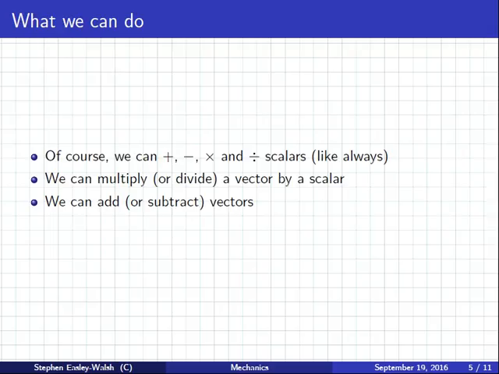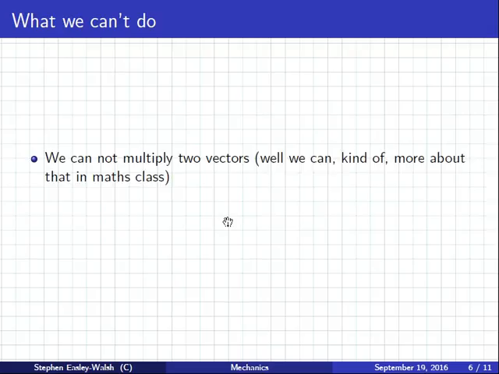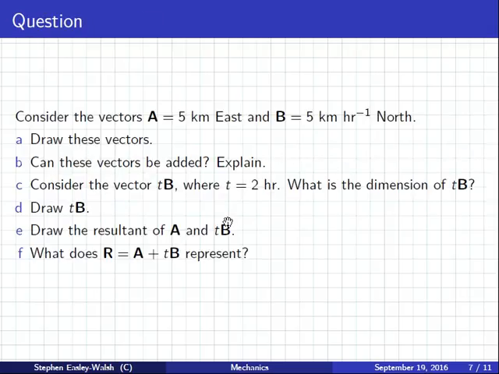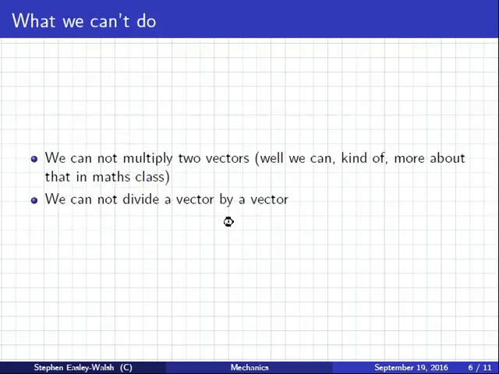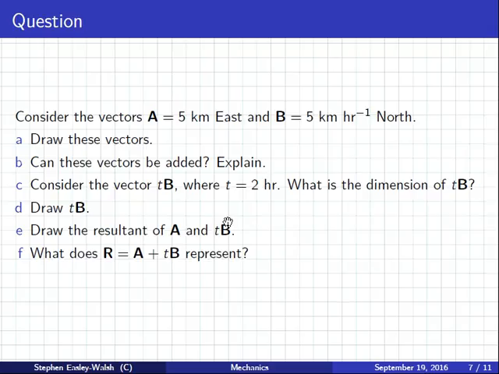Okay. I think we might have a look at some examples now. So we cannot multiply vectors or divide vectors. Right, so this one here, well, I think what we'll do is I'll just have you write the question down, and then I'll do the answer on the board, okay?